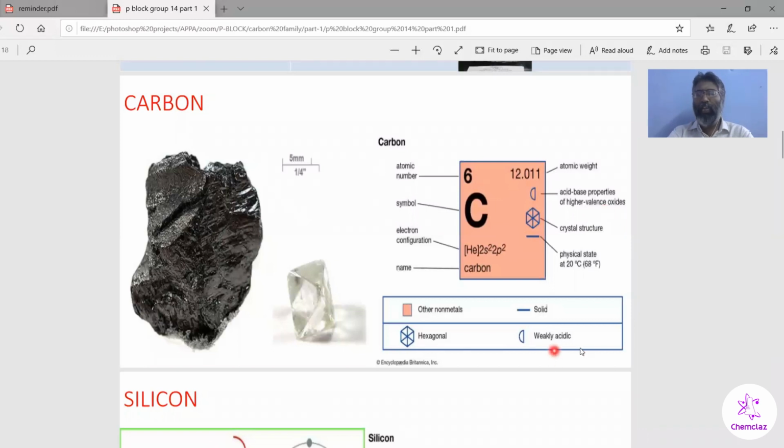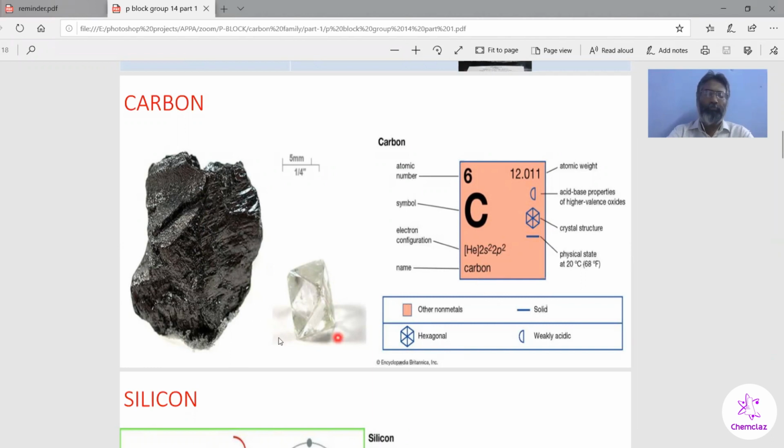Then the acid-base property of the higher valence oxides. These are weakly acidic oxides: carbon monoxide, carbon dioxide. These oxides are weakly acidic in nature, so when dissolved in water they give an acidic solution. Carbon dioxide dissolves in water to give carbonic acid, H2CO3. Then the crystal structure: carbon has a hexagonal pattern of arrangement, the crystals having atoms in a hexagonal pattern.